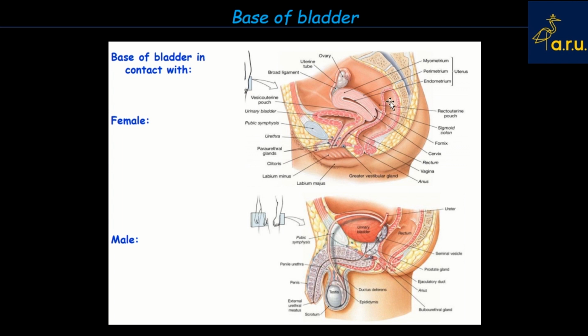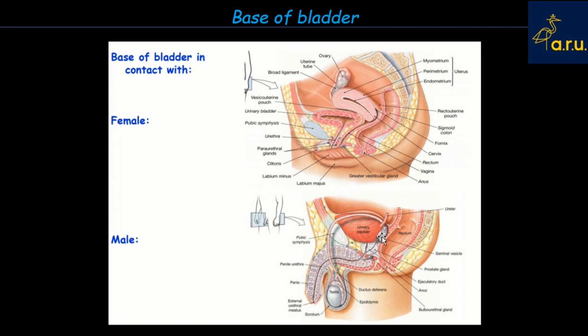Right, so in case of a male, if we start from over here, you can see the base of the bladder at the back over here. That's the base of the bladder. This is the roof or the fundus of the bladder. The base of the bladder is related posteriorly to this structure over here, which is known as the seminal vesicles.